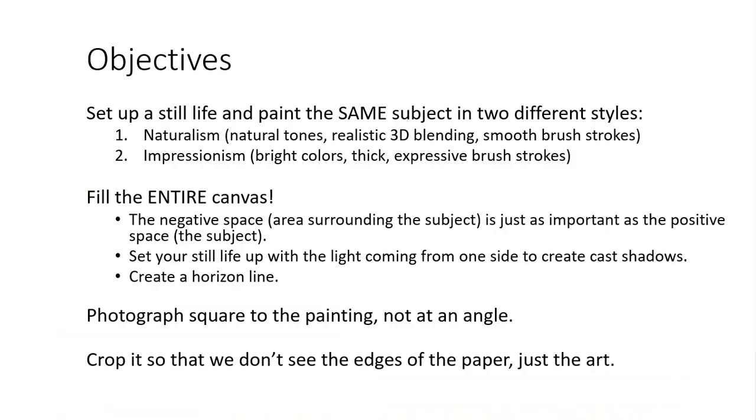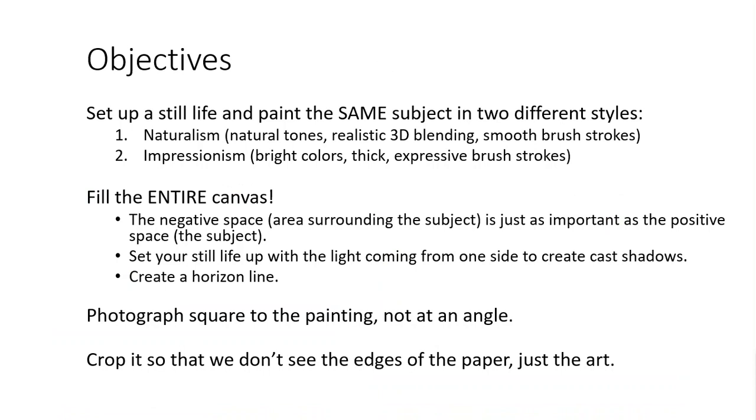Objectives. You're going to set up a still life and paint the same subject in two different styles. The first style will be naturalism or realism. You're going to use natural tones, try to get realistic 3D blending, smooth brush strokes. And then the next style will be an impressionistic type style: bright colors, shapes, thick, expressive brush strokes, trying to convey more of your emotion, evoking an emotional response.